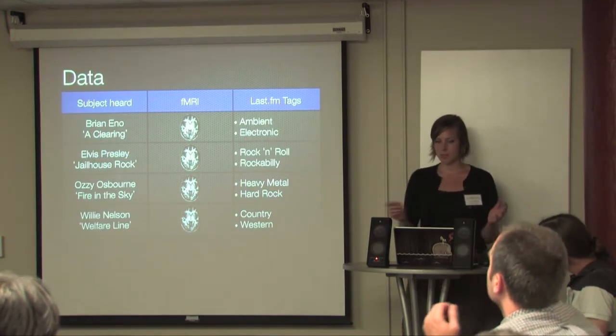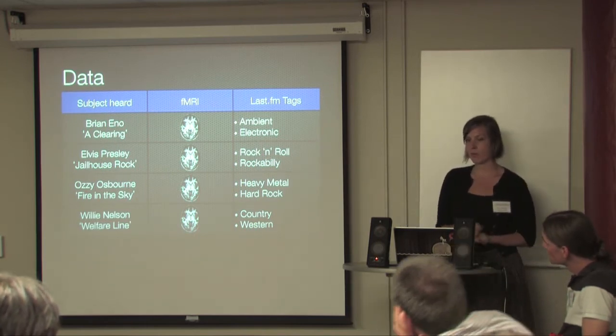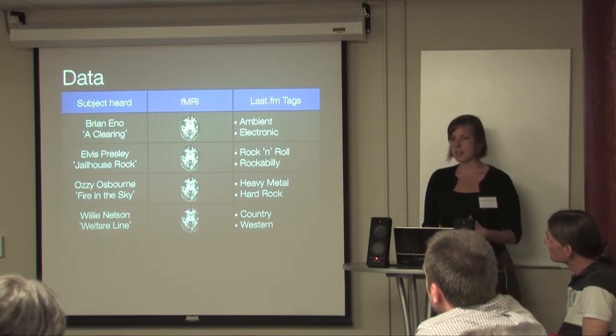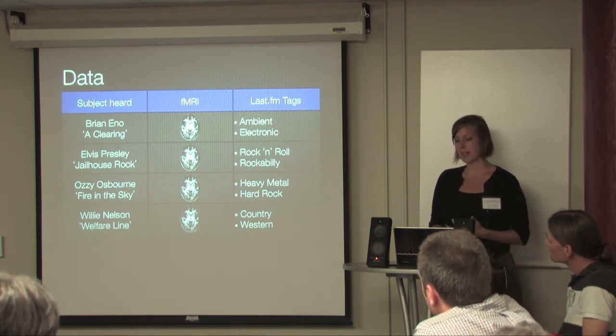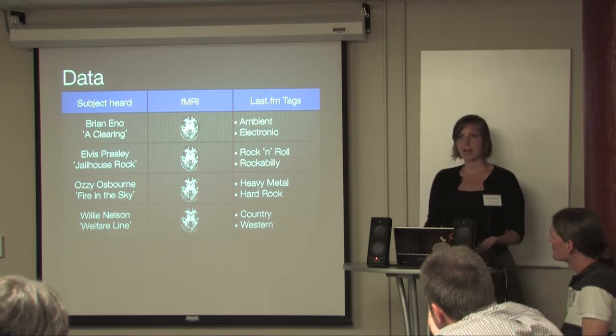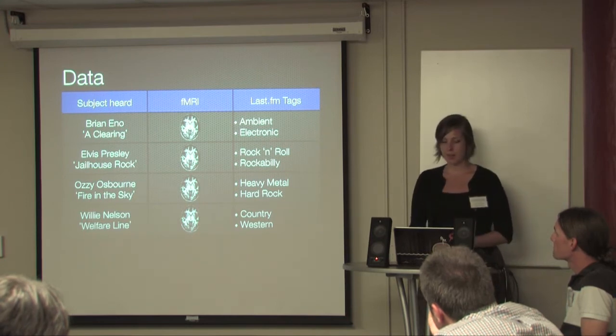This table is just to give you a sense of the data that we're working with. So we've collected hemodynamic brain activity while subjects listened to music from several different styles. And we also collected Last.fm tags of this music. And then our task is, can we predict the tags from the brain data?